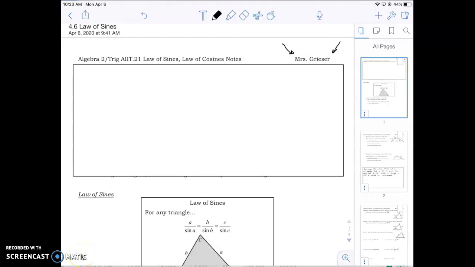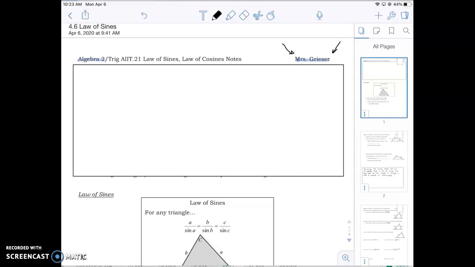I'm glad to see that you have chosen to extend into the law of sines and the law of cosines. I want to point something out real quick. This is actually Algebra 2 material, so it is advanced from what we do. And I want to thank Mrs. Greiser for using her notes.